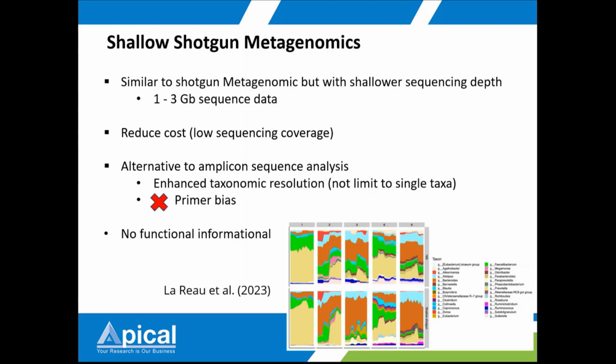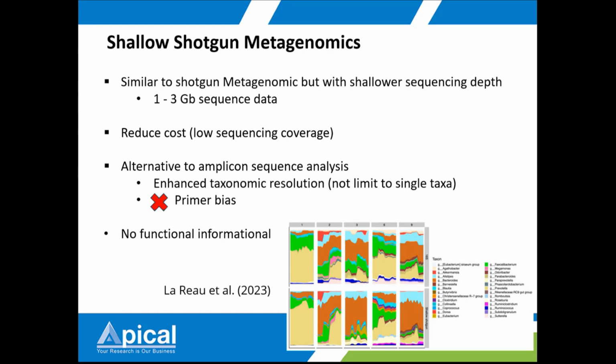Before that, for shotgun metagenomics, we need quite a high coverage, and we need a minimum of 6 GB of data to capture a good amount of the metagenome in the environment, right? So that leads to a high cost, because you need to sequence quite deep coverage, right?